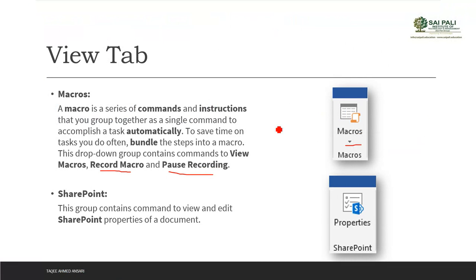And then the last group here in this View tab is SharePoint. Now this group contains the view and edit SharePoint properties command. This has a command to see the properties for your SharePoint. So if your document is connected to the SharePoint server, then you will see the SharePoint properties there, and you can edit them. So it is very simple.